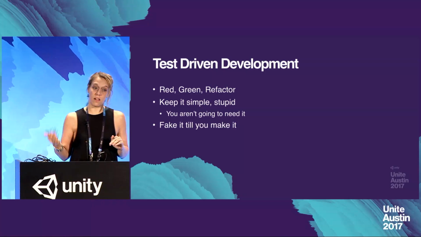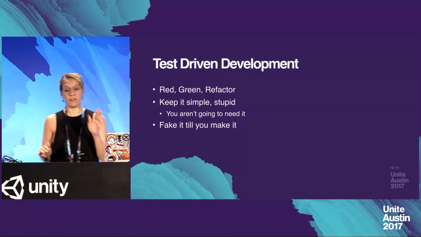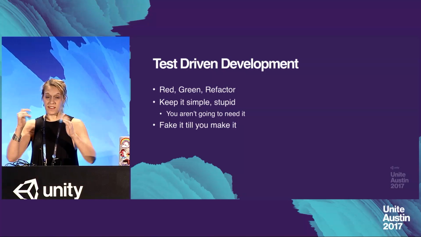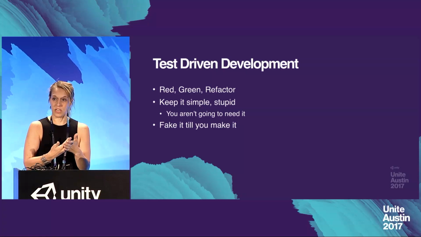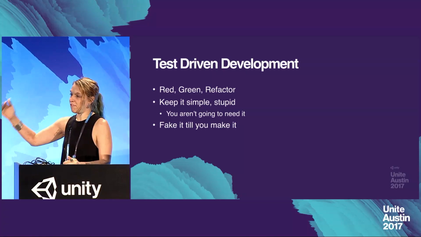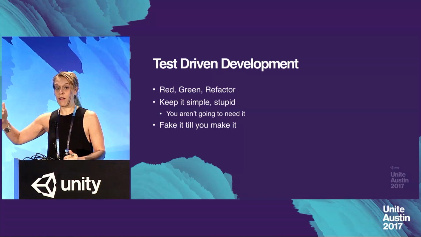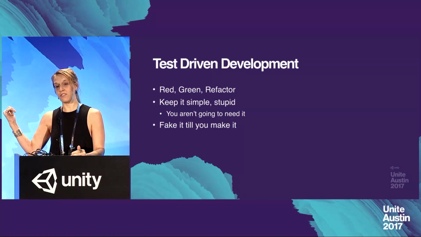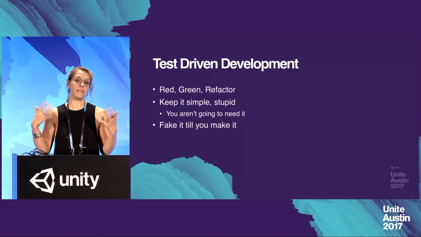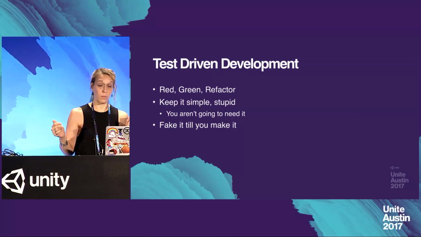So test-driven development, broken down, is red, green, refactor. You sit down with your designer, you have a spec, you say, okay, these are the things that we need to do. You write tests that fail, so they're red. Then you write code to make the test pass, which is green, and then you refactor both the code and the tests to make them the pretty pieces of code that we want.